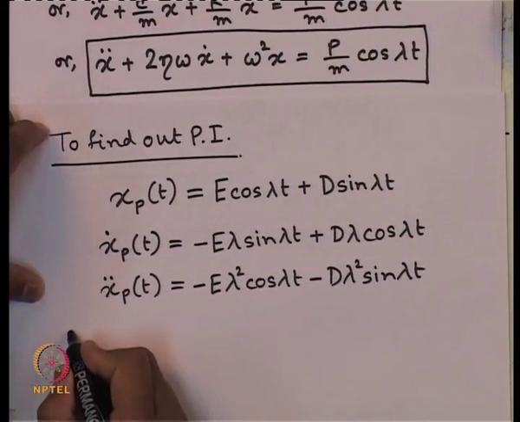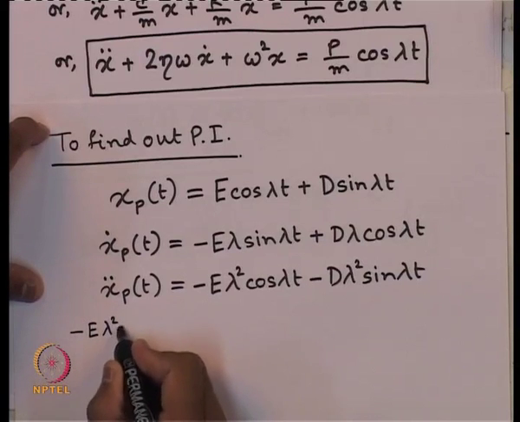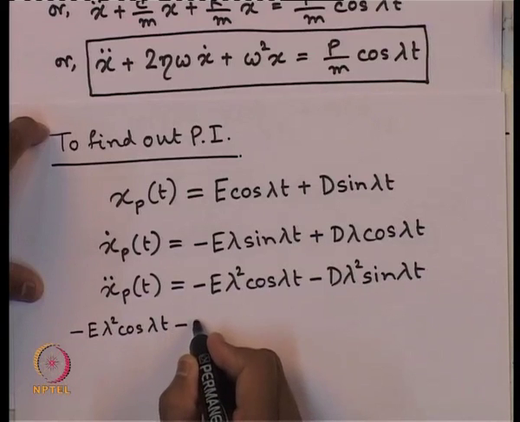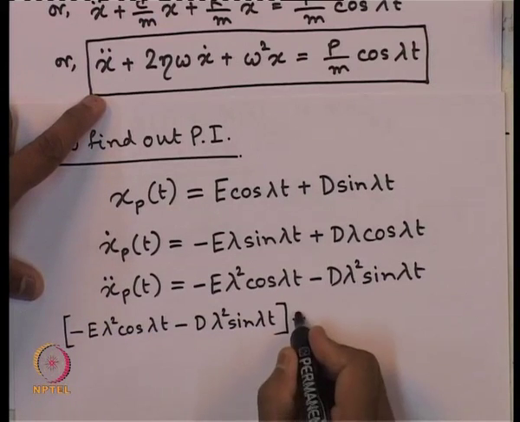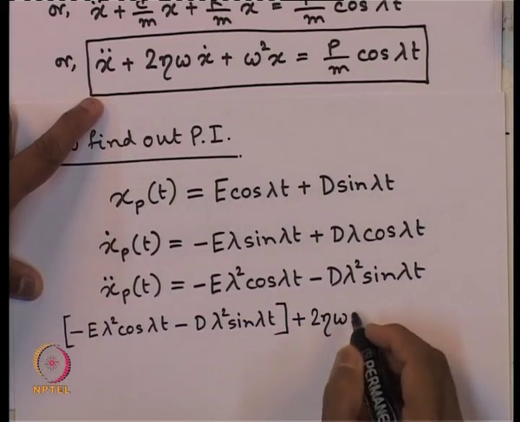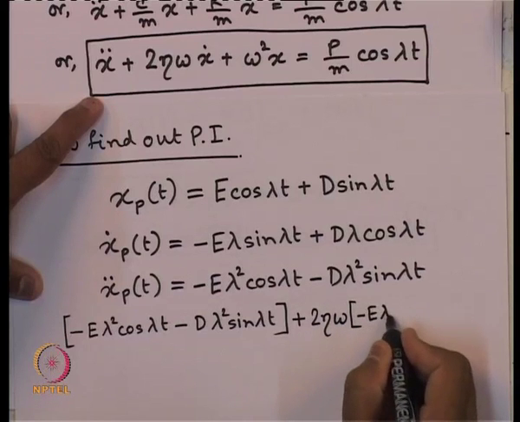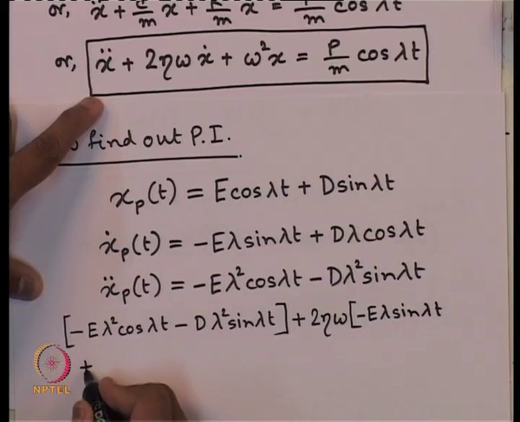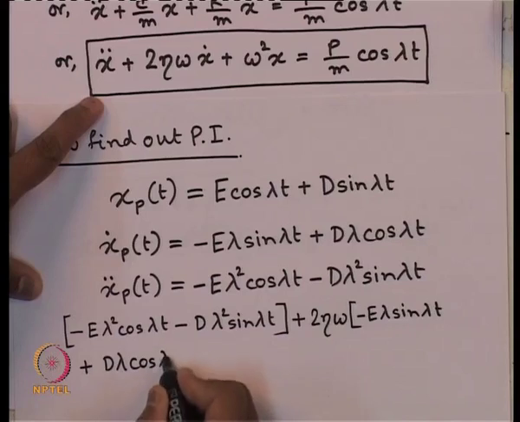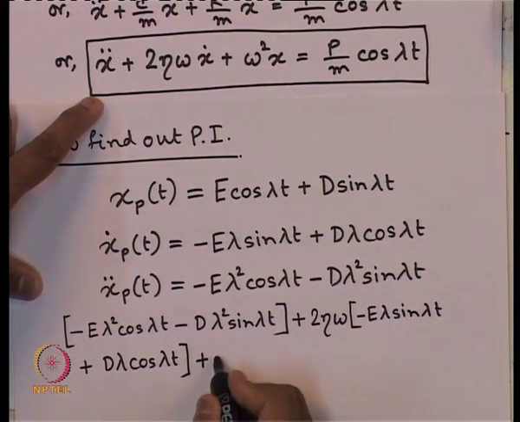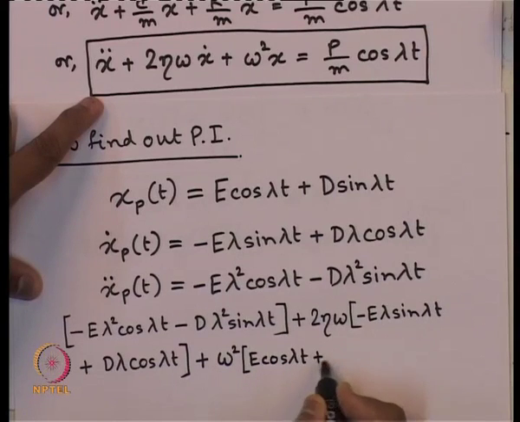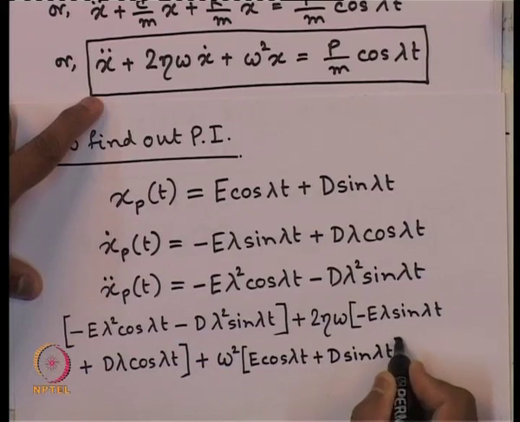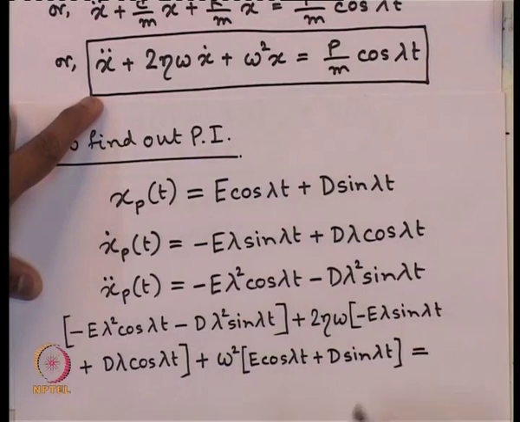So, it will be minus e lambda square cosine of lambda t minus d lambda square sine of lambda t, that is our acceleration, plus 2 eta omega times velocity, minus e lambda sine of lambda t plus d lambda cosine of lambda t, plus the next term is omega square times x. X is e cosine of lambda t plus d sine of lambda t, which will be equated with this given term, that is p by m cosine of lambda t.